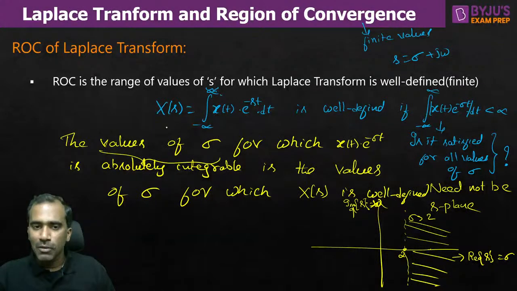Okay. If you talk about a range of values, then region does not make any sense. But if you plot the values of sigma as a graph on the S plane, that represents a region, the region of values. So that's why the name region of convergence. Is it clear till this point?